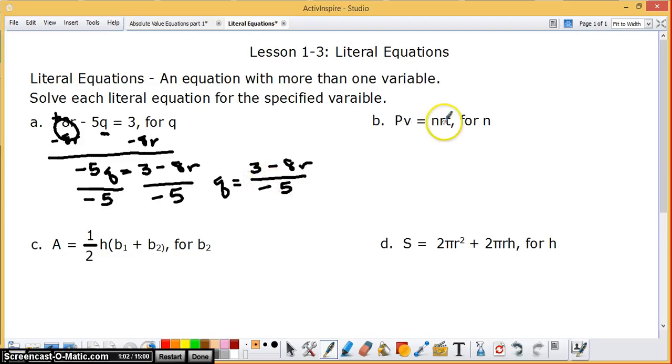So this next one, we have PV equals nRT, or n times r times t. We want to solve for n. This is one product. It can be done at one time. So we would just divide both sides by RT, and n is going to be equal to PV over RT.